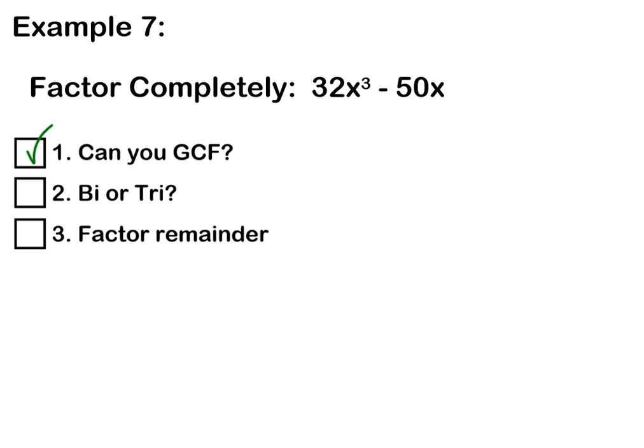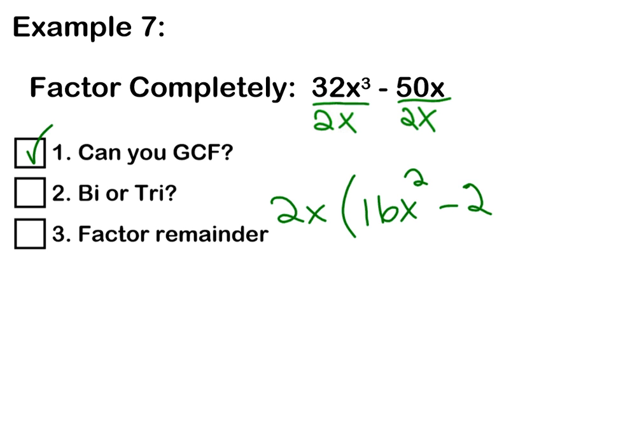Greatest common factor. I can take out an x. I can also take out, I'm going to try 2 and see what happens. They're both even, so I know 2 goes into it. 2x, I end up with 16x squared minus 25. I check to see if it's a binomial or a trinomial. In this case, it's a binomial with 2 terms.